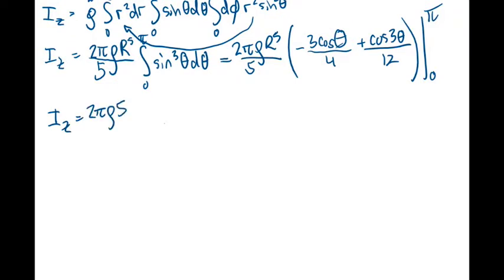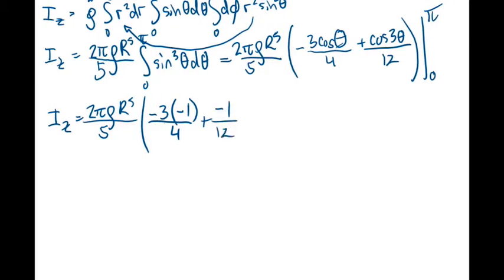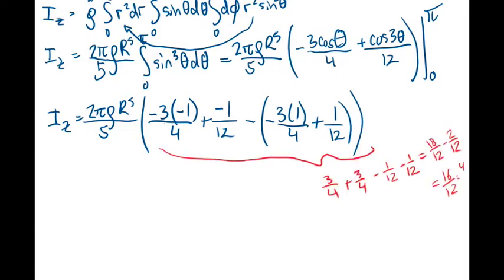2 pi rho r to the 5th over 5 times negative 3 times the cosine of pi, which is negative 1, over 4, plus the cosine of 3 pi, which is also negative 1, over 12, and then we're subtracting negative 3 times the cosine of 0, which is 1, over 4, plus the cosine of 3 times 0, which is 1, over 12. So this is equal to 4/3.